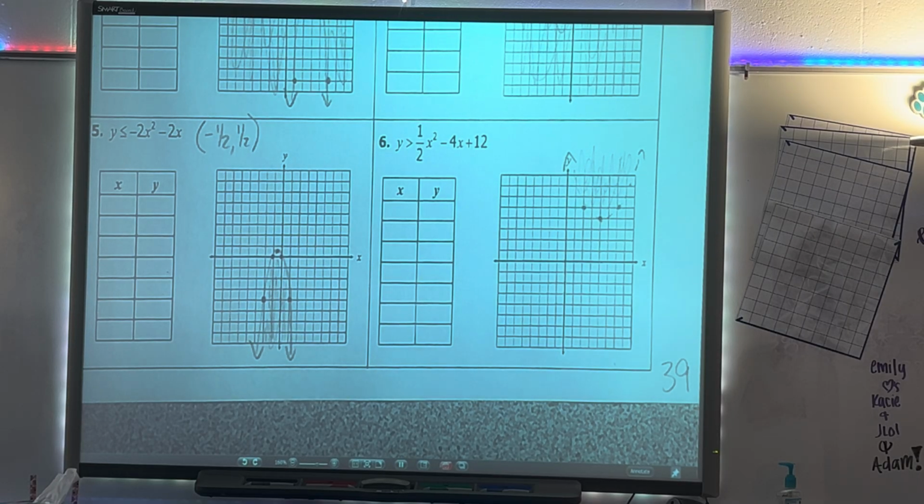Alright, so what I do want you to do, I do want you to write down, and I didn't write it on that one, I apologize. I do want you to write your vertex there, okay? So make sure you'll write those down.